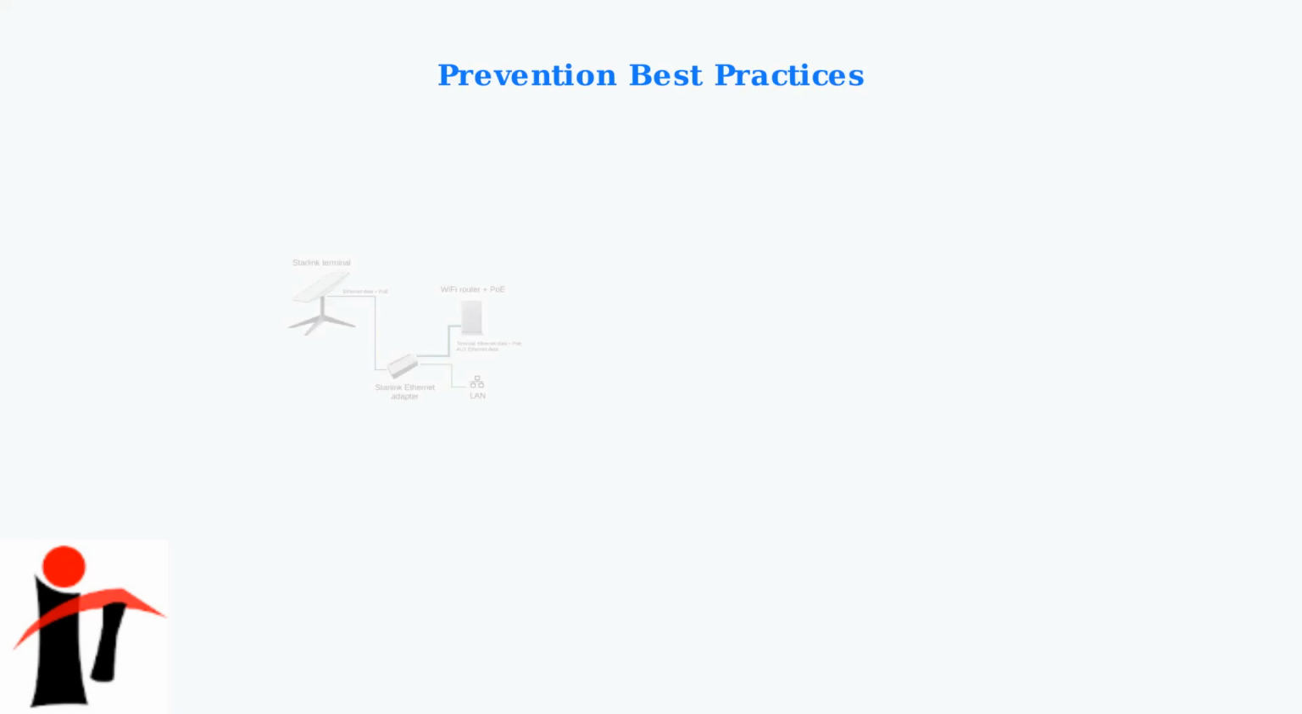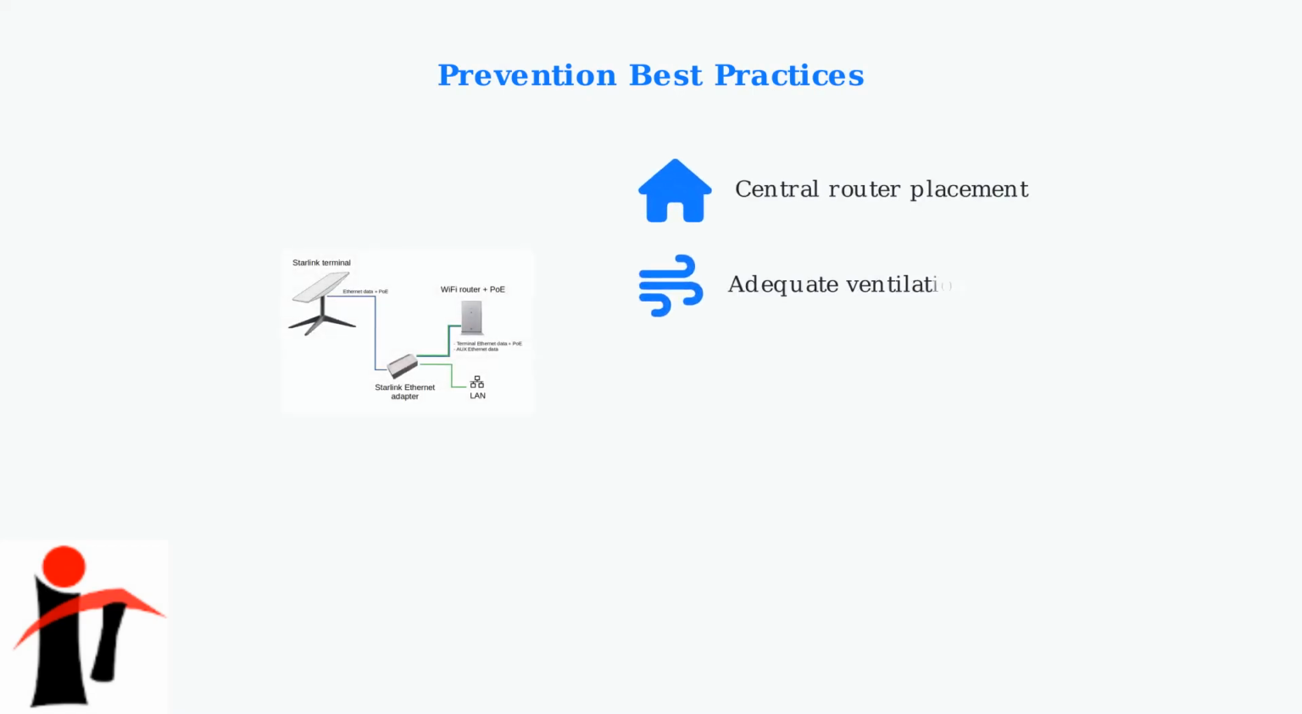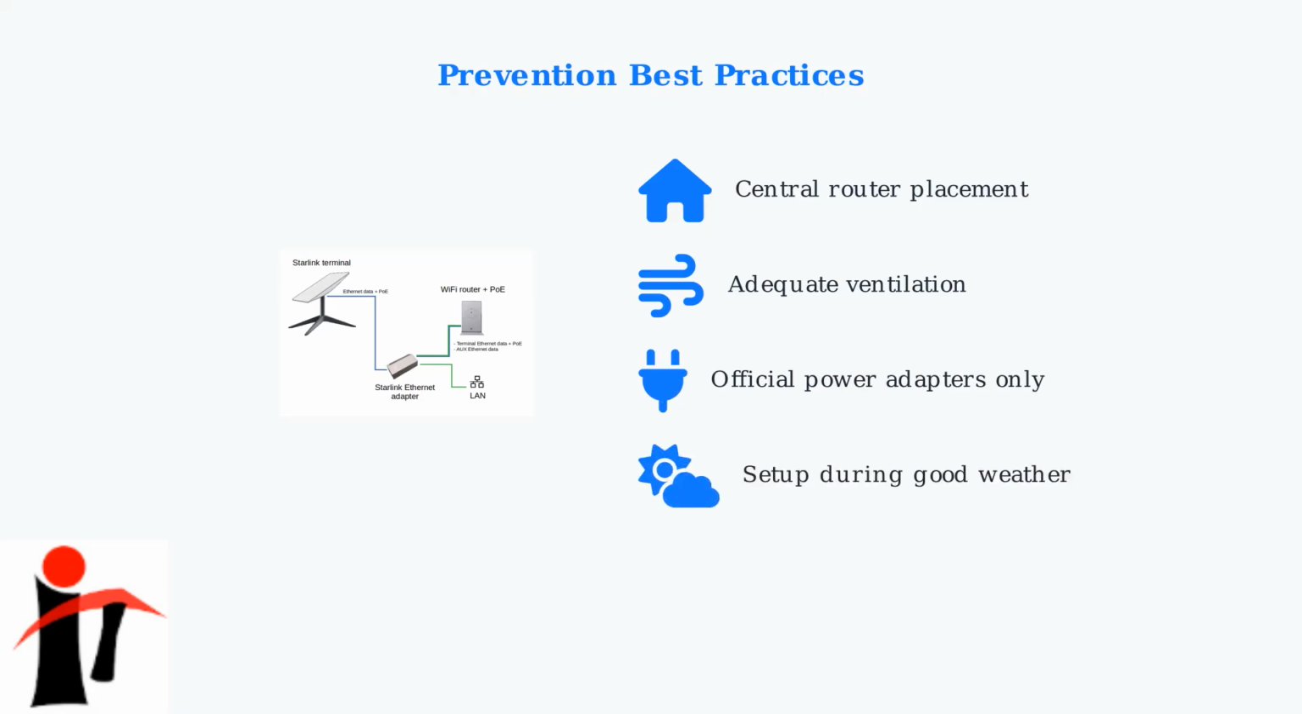Prevention is always better than troubleshooting. Proper router placement in a central, well-ventilated location is essential. Always use official Starlink power adapters and complete your initial setup during favorable weather conditions to ensure optimal performance.